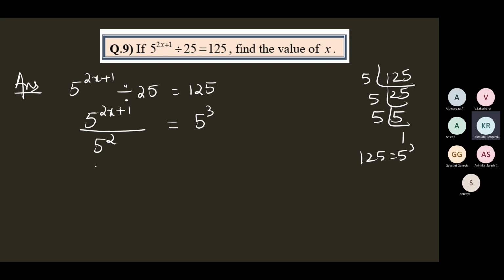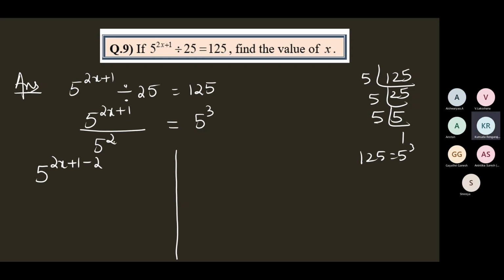Now cross multiply. 5 to the power 2x plus 1 is equal to 5 to the power 3 into 5 to the power 2. See, you can also use the law of exponents. You can do either of these. Let me do it in both ways. After this step, you can do it this way. Bases are same and it's division, so you can subtract the powers. So you can do it like 5 to the power 2x plus 1 minus 2, subtracting the powers.